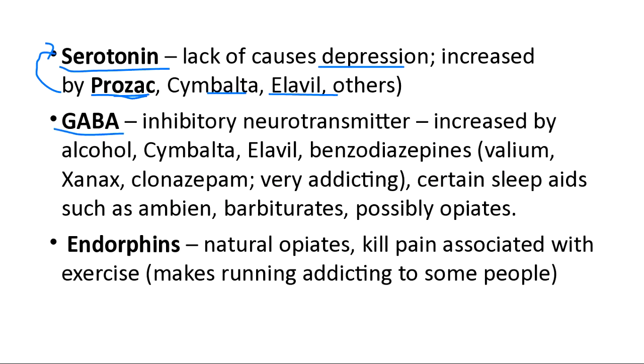Gamma aminobutyric acid, GABA, is an inhibitory neurotransmitter, and alcohol is one thing that causes the release of gamma aminobutyric acid. So think about if you drink a lot of alcohol and your brain is inhibited, it's because of GABA receptors. Endorphins are your natural opiates, and they kill pain. So after exercise, stress, or trauma, you will get an endorphin release, and it helps you feel better.